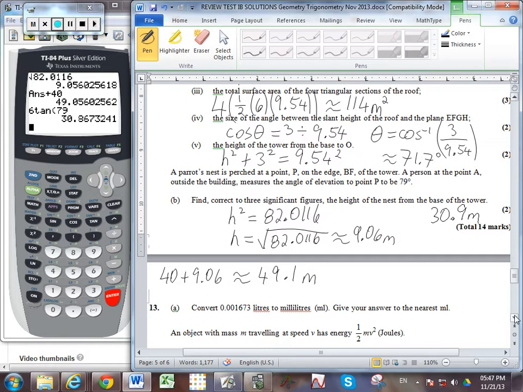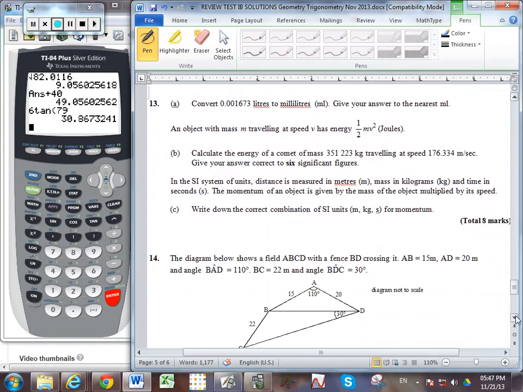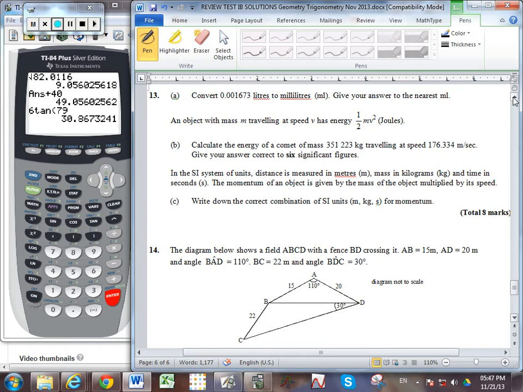2 problems to go. Number 13 is a quick one. We just need to convert this many liters to milliliters. And so to convert liters to milliliters, we're going from big to small. That means we have to multiply, right? Big to small, we multiply. And so we need to multiply by 1,000.